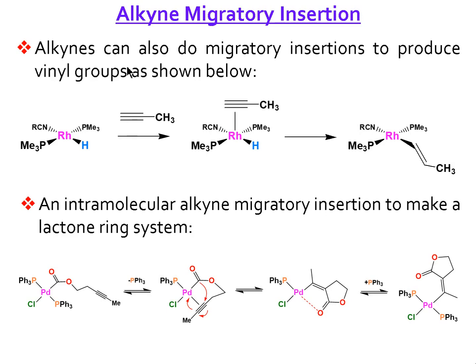Alkyne migratory insertion. Alkynes can do migratory insertion like alkenes to produce vinyl groups, as shown below. We have a rhodium complex. We add an alkyne. This is a ligand addition, so we obtain a rhodium alkyne. The H minus is an anionic ligand and will do migratory insertion on the alkyne to open a pi bond, so we will obtain a metal with a group containing a double bond.